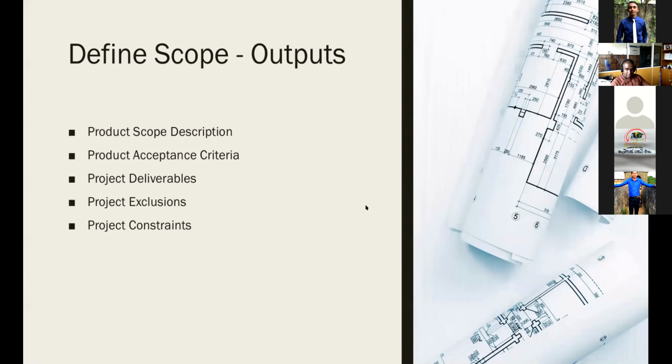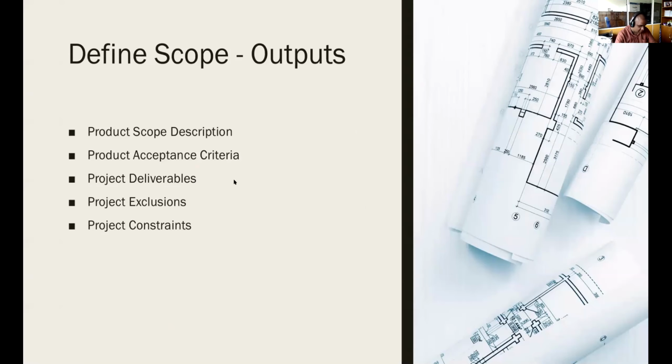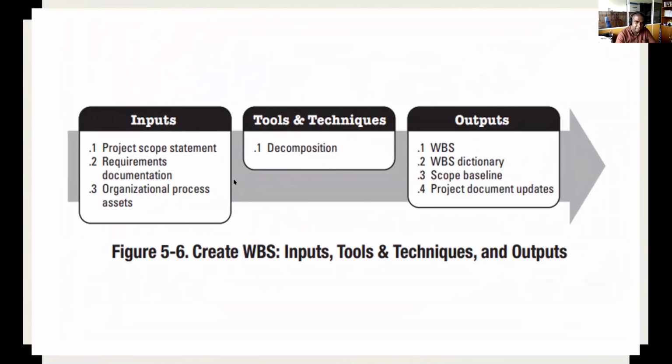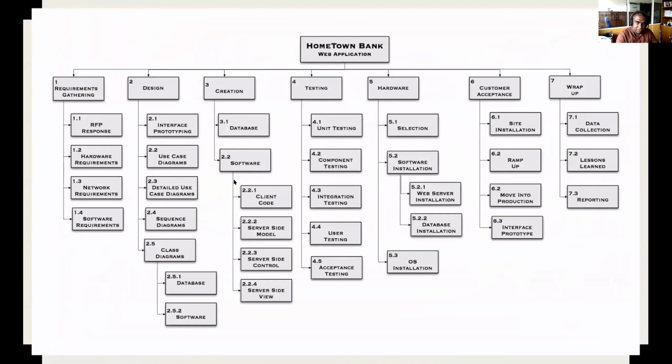So I'll move on. Then these things should be able to be said. Project exclusions, if there's something exactly that you're not supposed to do, the constraints, acceptance criteria, those things have to be there. Then WBS, as you already know, WBS is something like this. So you have the scope. Having the scope at hand, we should be able to create a work breakdown structure like this.